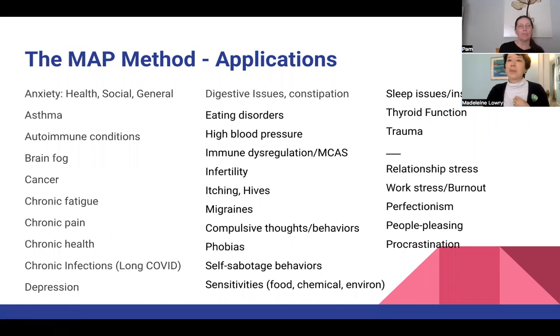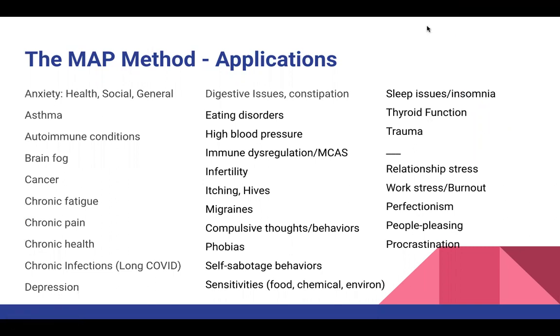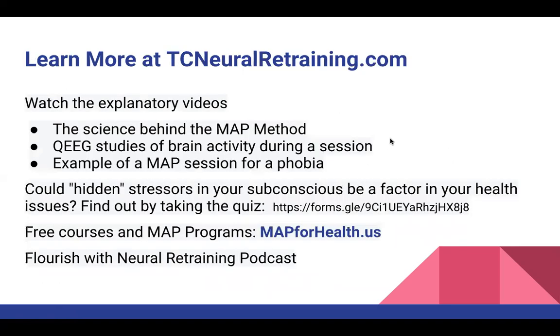All right, so the MAP method has lots of applications. I am one practitioner. I happen to focus on chronic health issues. These are some of the things that I have worked with and seen improvement in. Other MAP practitioners work in other areas; they focus on different niches. What I've seen, even aside from chronic health issues, is that MAP method sessions are very helpful for relationship stress, work stress, and personality traits or behaviors that you want to change, like perfectionism or procrastination. So it can be helpful on all kinds of levels.